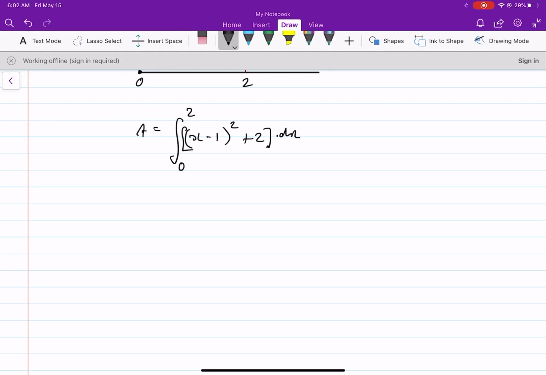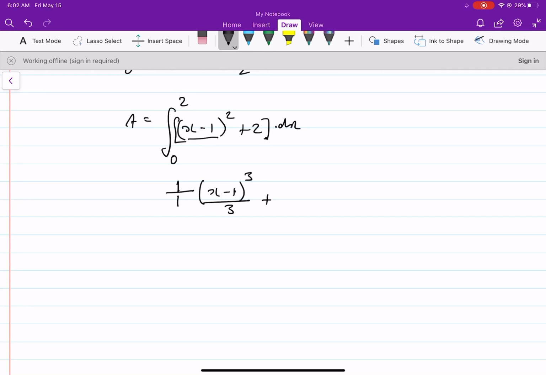When I integrate x minus 1 all squared, which is in the form f of x to the n, where f of x is linear and n is not minus 1, the result is 1 upon f prime. F prime means differentiate what's in the inner bracket there. So when I differentiate that, I get 1. 1 upon f prime into f of x, x minus 1 to the n plus 1, which would be 3 upon 3, like that. And then plus, integrate the 2, I get 2x. And this entire thing, I have to evaluate between 0 and 2.